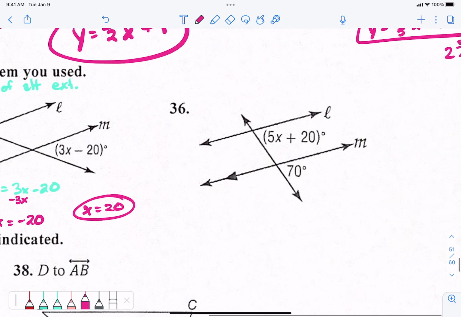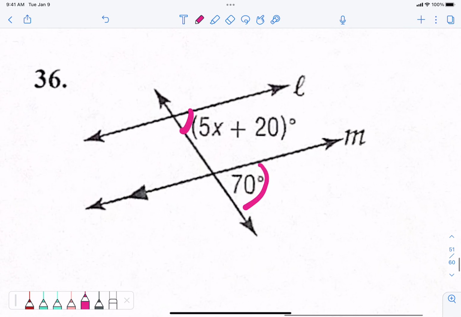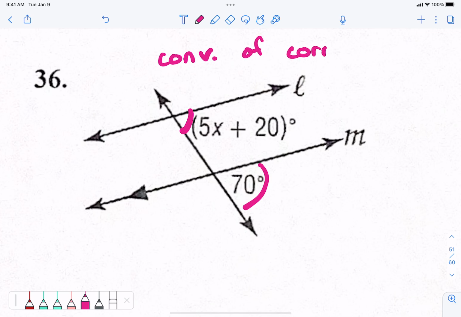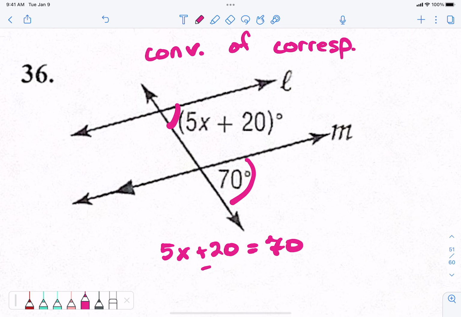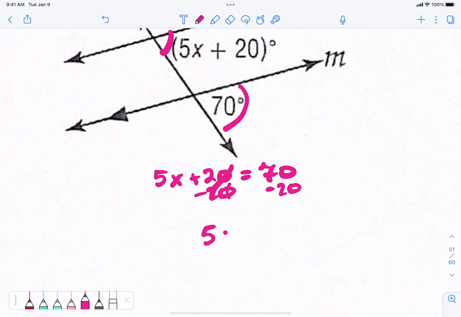Okay. 36. This angle right here and this angle right here. Are those two consecutive or corresponding? Corresponding. Yes. So this is the converse of corresponding. They're still equal to each other. So this one you can even do in your head. Equals 70. So if you subtract the 20, x is 10. Yep, x is 10, right? Yeah. So 5x equals 50. Divide by 5, x equals 10.